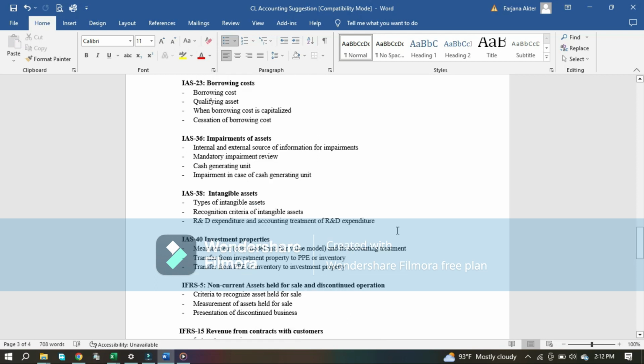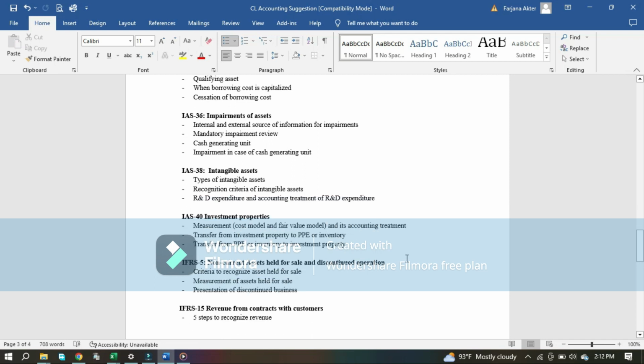Internal and external source of information for impairments. Mandatory impairment review. Cash generating unit. Impairment in case of cash generating unit.